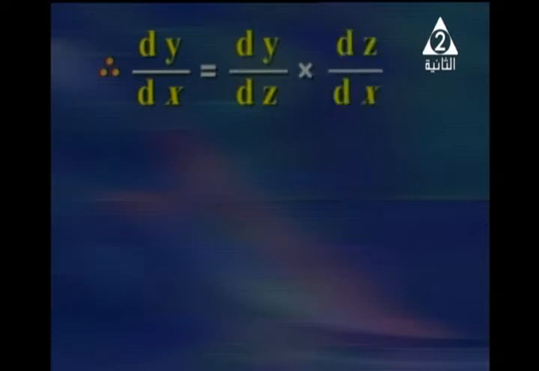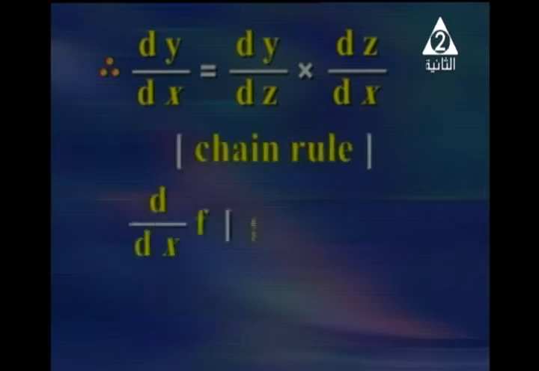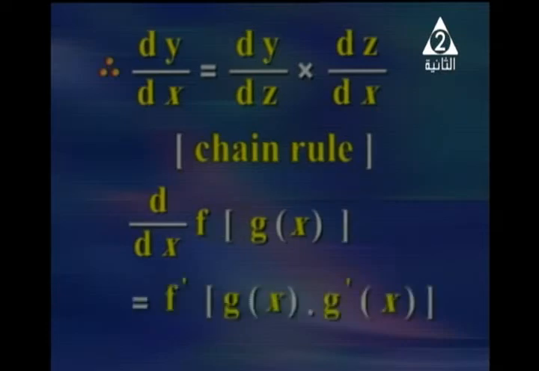Therefore, dy/dx equals dy/dz times dz/dx. When you find dy/dx, remember y is a function of z, and z is a function of x. First we find dy/dz. After that, we multiply by dz/dx. This is the chain rule: d/dx f(g(x)) equals f'(g(x)) times g'(x).